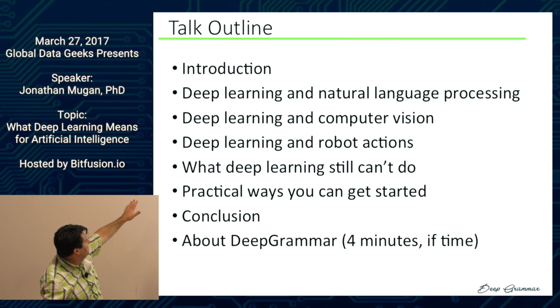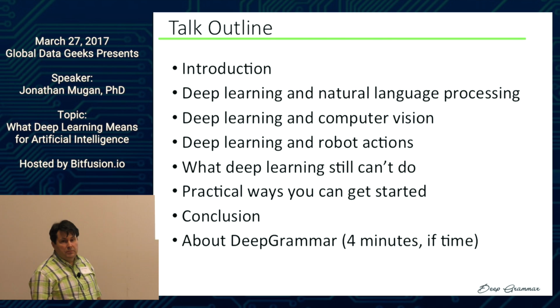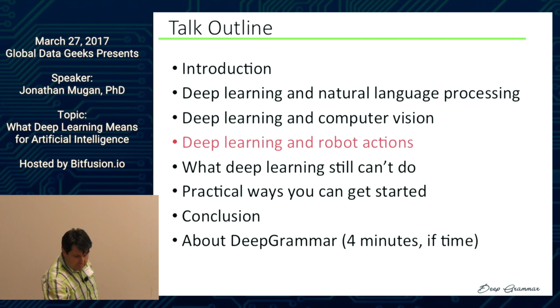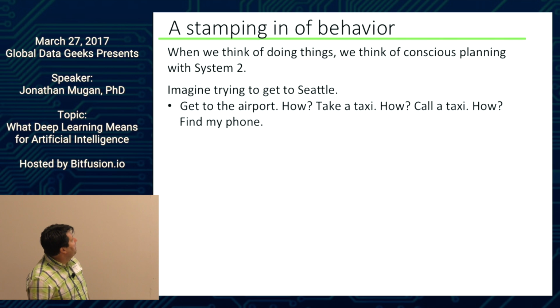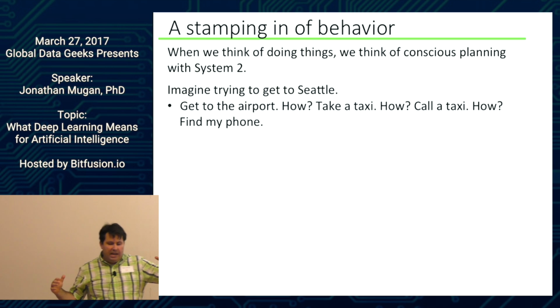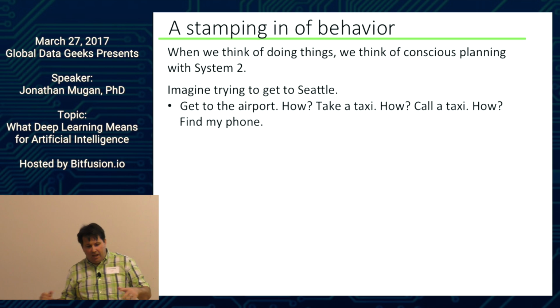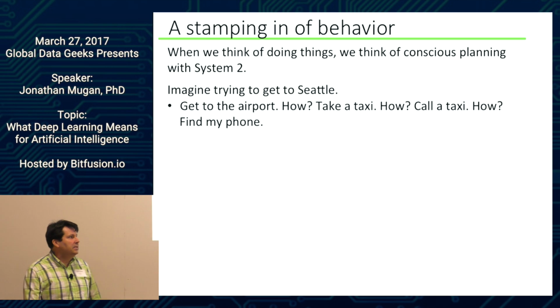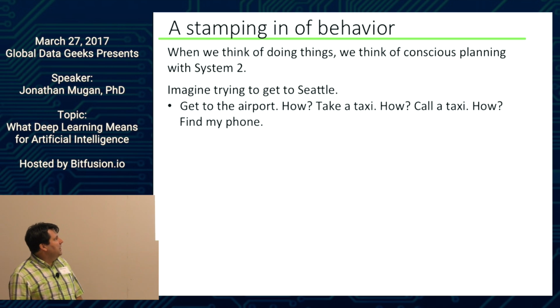OK, so that was computer vision. Now let's talk about robots. So when we think of doing things, we think of using system 2 as we act in the world. Like, how am I going to get to Seattle? I need to book a flight, and I need to find my phone. I need to walk to the airport or call an Uber if I live somewhere other than Austin, right?